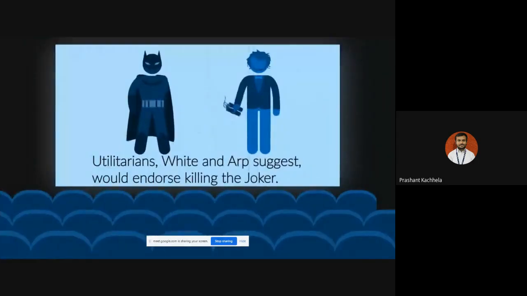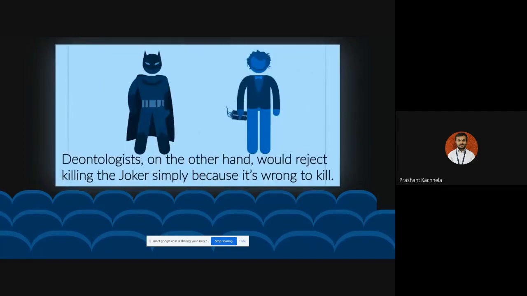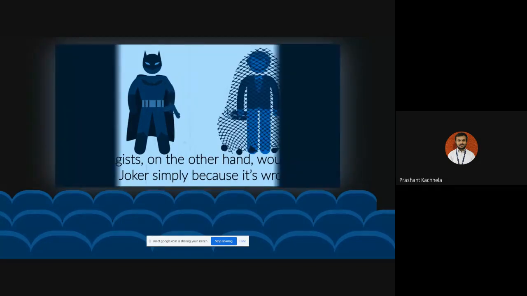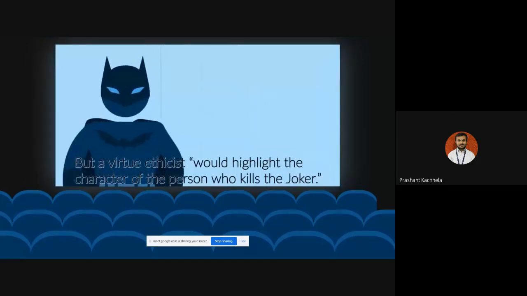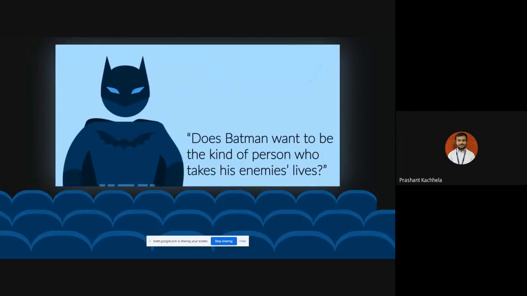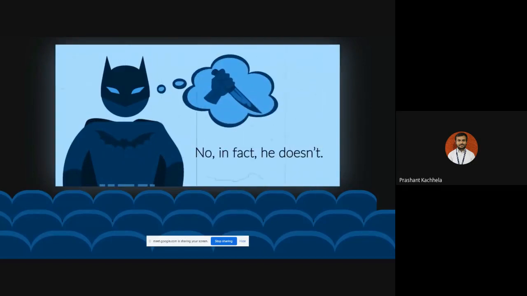Utilitarians, White and Arp suggest, would endorse killing the Joker. By taking this one life, Batman could save multitudes. Deontologists, on the other hand, would reject killing the Joker simply because it's wrong to kill. But a virtue ethicist would highlight the character of the person who kills the Joker. Does Batman want to be the kind of person who takes his enemies' lives? No. In fact, he doesn't.